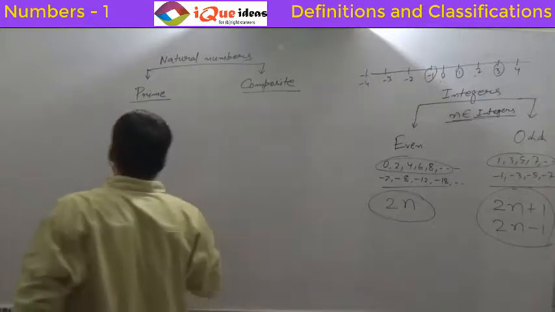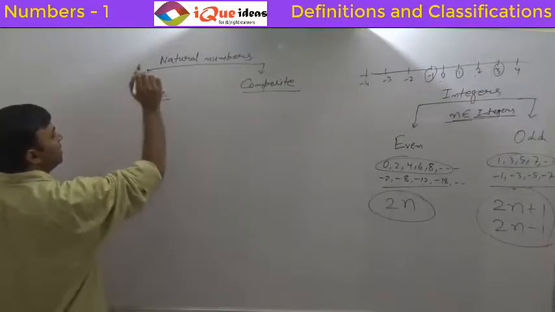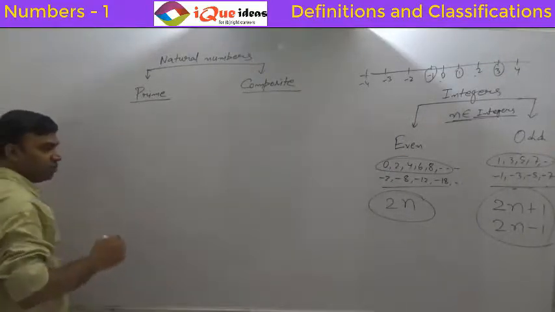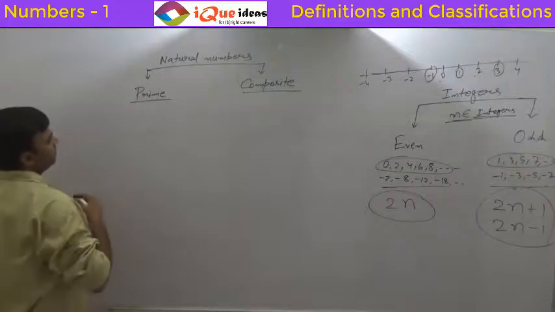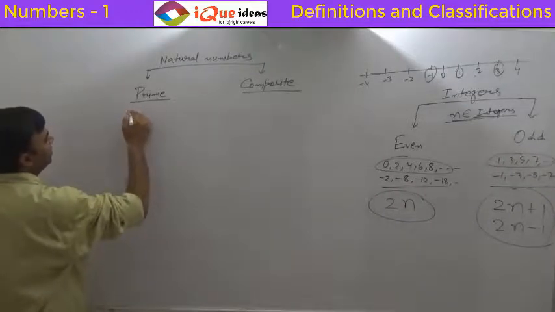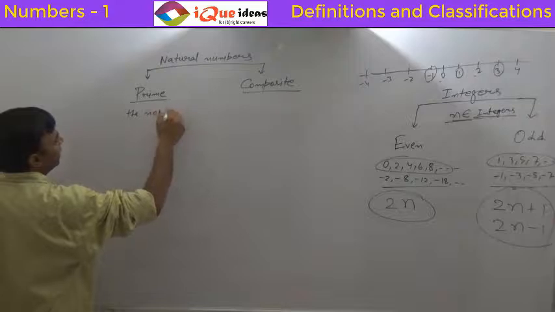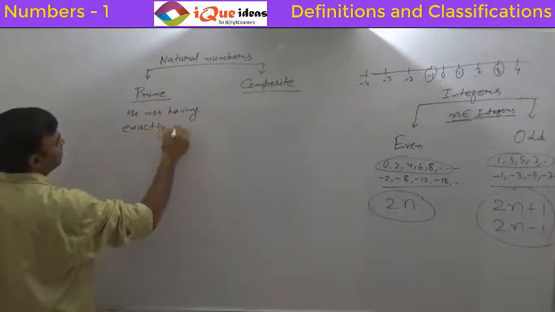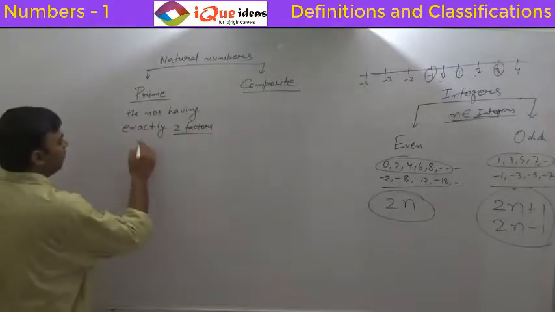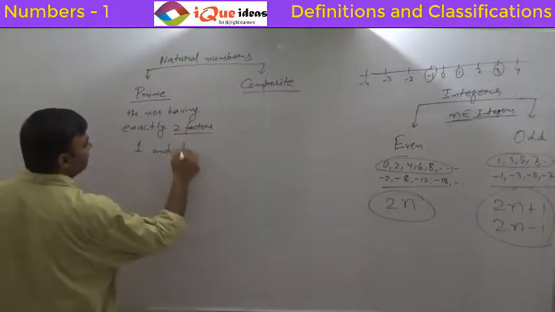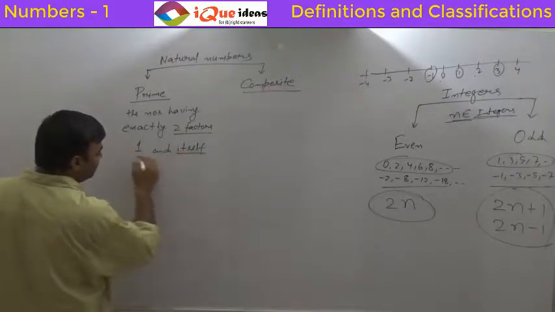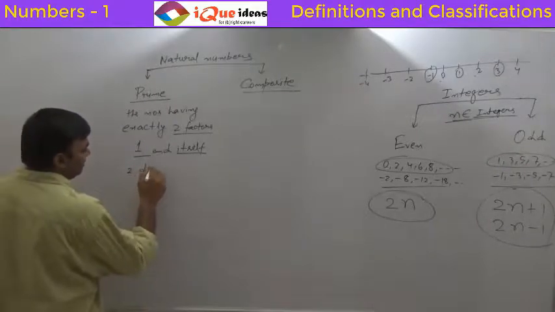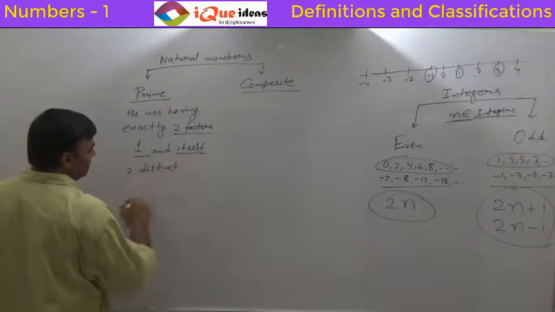Okay, so prime numbers, we have already seen, are those natural numbers which are divisible by exactly two numbers. What are those two numbers? 1 and itself. So in proper words, we can say that they are numbers having exactly two factors. And what are those two factors? 1 and itself. Be very clear that it has to have two distinct factors. That's a very important condition.